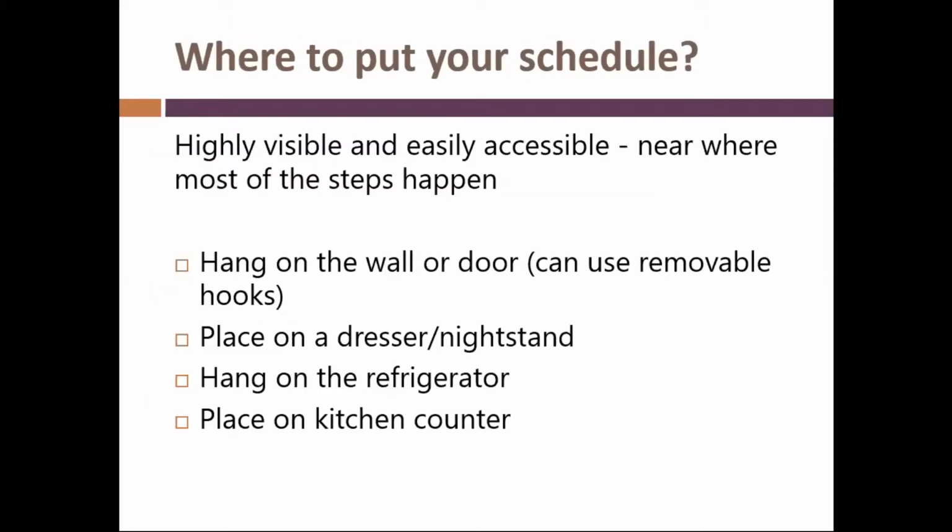So where to put your schedule. Highly visible, easily accessible, near where most of the steps happen, hanging on the wall or the door. You can use those removable hooks. I know for us, we put it on the dresser or the nightstand in Olivia's room for the morning and the evening routine. That was the easiest place to put it. Sometimes the steps are best hanging on the refrigerator or on the kitchen counter if it's like an after school routine, something like that. So just figure out where is a good spot to put the schedule.